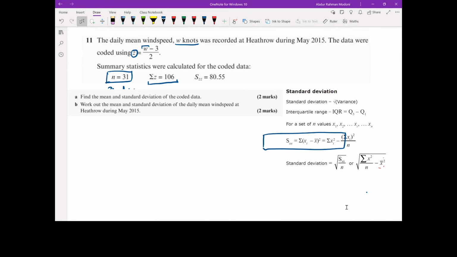So it wants us to find Z bar, because Z bar would be the mean of the coded data. To find Z bar, it will be the sum of Z, the total of all the Z values, divided by how many values we have, so divided by n. We can work that out because we've got the sum of Z, which is 106, over 31. So that's relatively straightforward. If we work that out, it gives us a value of 3.419.